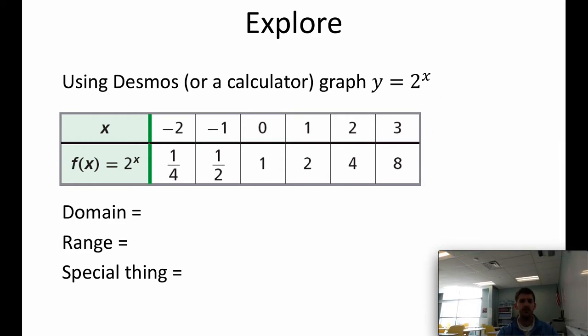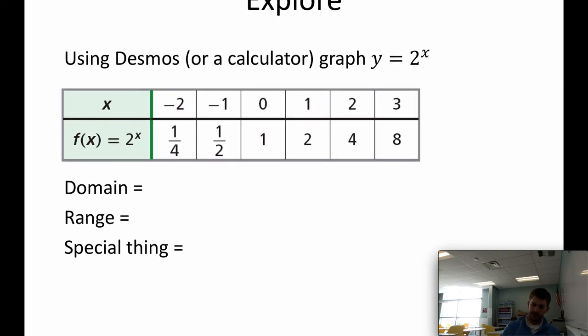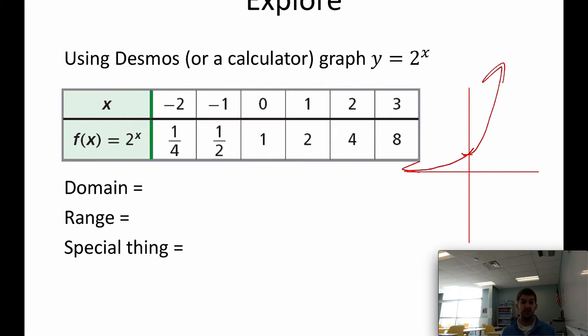So if we graph y equals 2 to the x, this is what our table would look like. The graph, if you were to visualize it, would look a little something like this. So here's 1, and it's going to look something kind of like this. This is not a to-scale representation, but it's good enough to be honest.